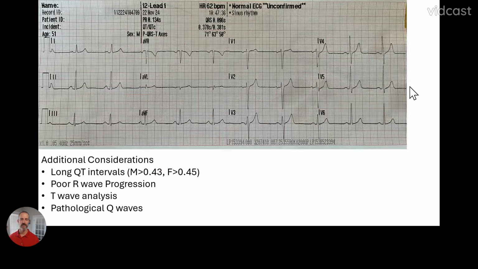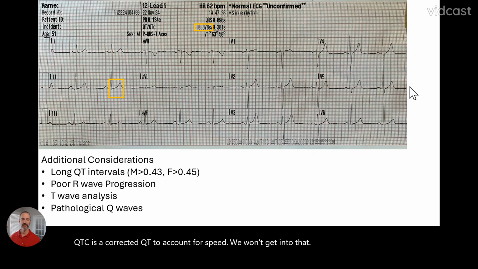All right, so additional considerations that are mentioned in the textbook, you talk about QT interval. So my QT interval is identified as 0.378 seconds. Remember, the QTC is a corrected QT to account for speed. We won't get into that with this video. It's something that you can look up on your own, but it's very interesting. So my QT interval is 0.378 seconds.